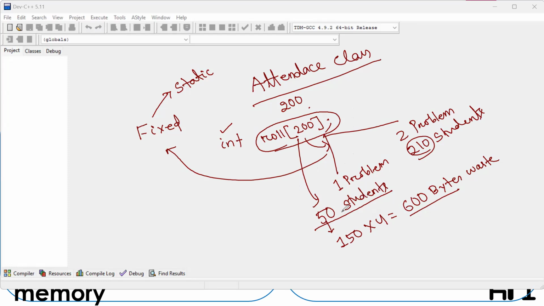If my need is less, then I cannot squeeze the memory size. So to overcome these two problems, we should be able to allocate or deallocate the memory at runtime, because my requirement will always come during the execution time or runtime.